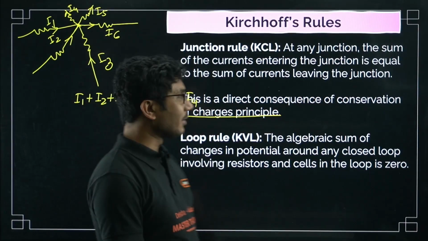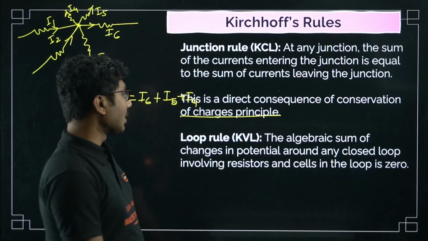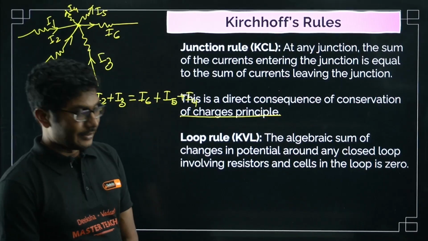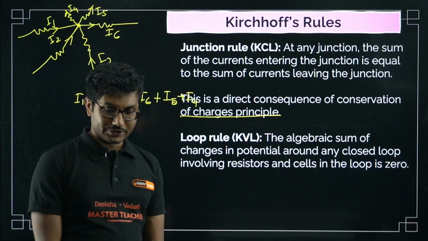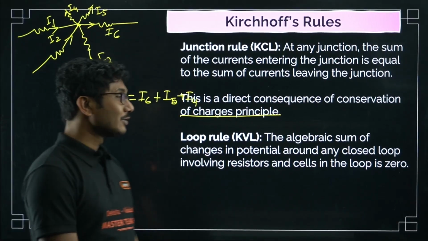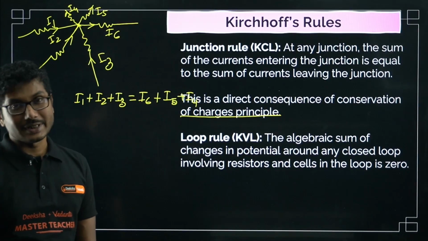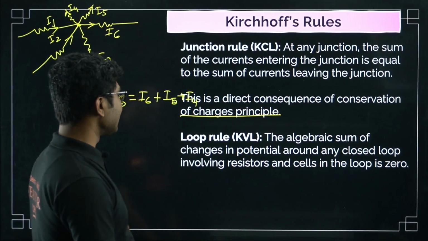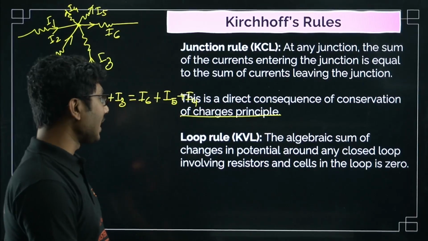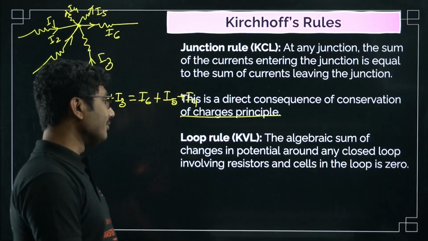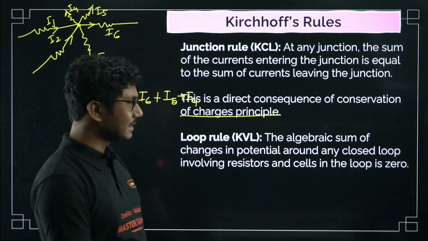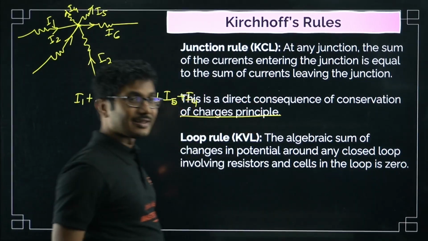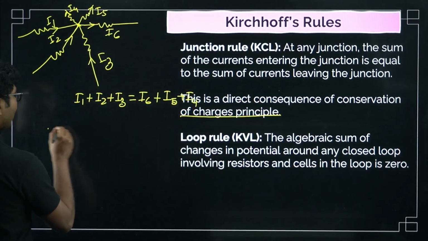Kirchhoff's voltage law is more commonly called KVL, but in your NCERT textbook it is mentioned as the loop rule. If you see a loop rule question in the exam, don't get confused. Loop rule is basically Kirchhoff's voltage law. The algebraic sum of the changes in potential around any closed loop involving resistors and cells in the loop is 0.